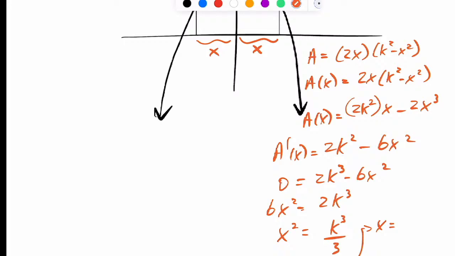How do I get k cubed? I think it's k squared. Oh, this should just be k squared here. It just looked a little messy. So this is k squared. So I'm getting x is plus or minus k over, I guess, root 3.